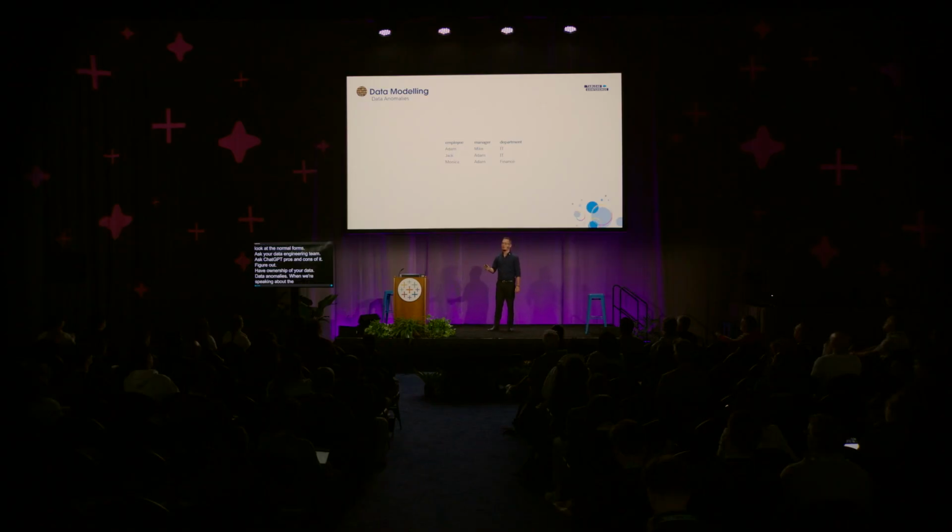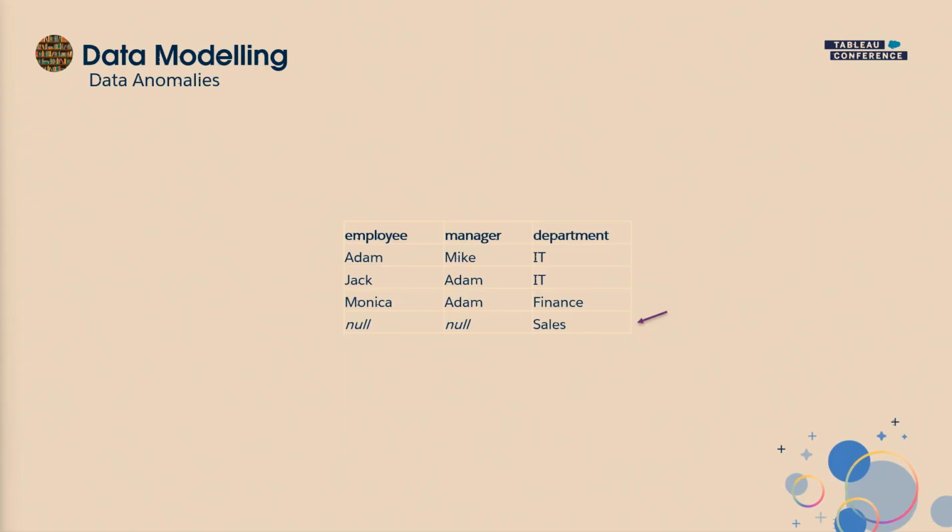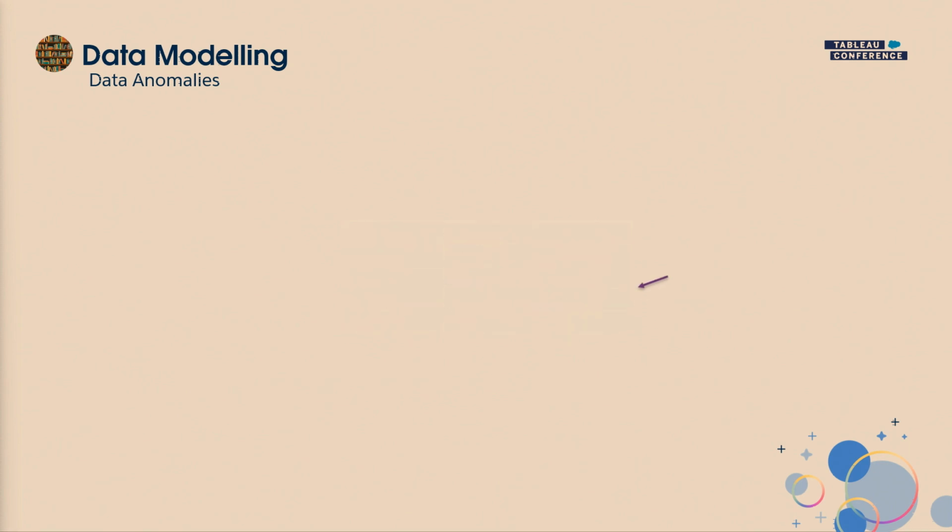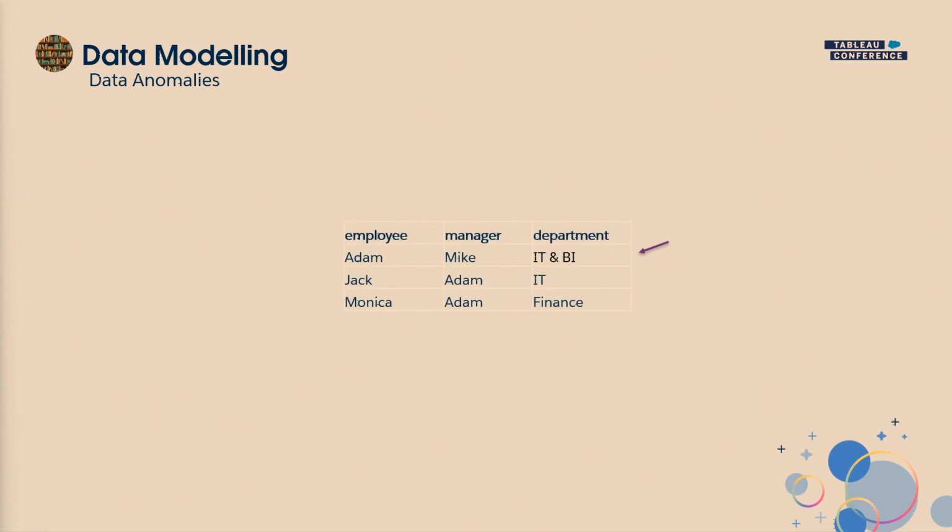Data anomalies. When we're speaking about normalization, what this is also solving is data anomalies. Now, a simple table. If we were trying to add a new department and we still don't have an employee, you have to add nulls. Okay, this is called an insert anomaly.